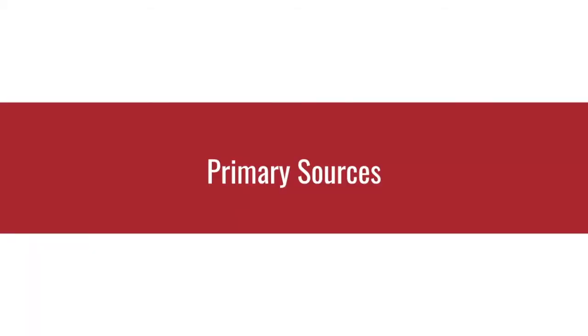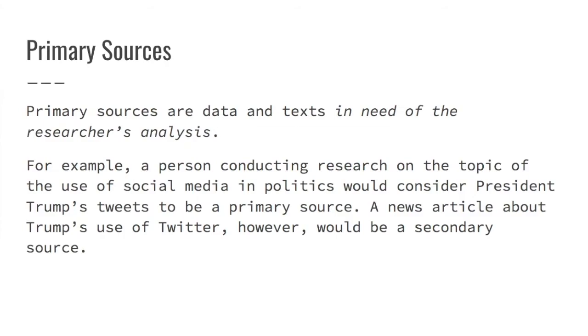So the first broad category of evidence that I'll talk about is primary sources. You may already be familiar with what primary sources are. I'll give a quick overview just in case. Primary sources are data and texts that are still in need of the researcher's analysis. So let me give you an example to try to make this a little bit more clear.